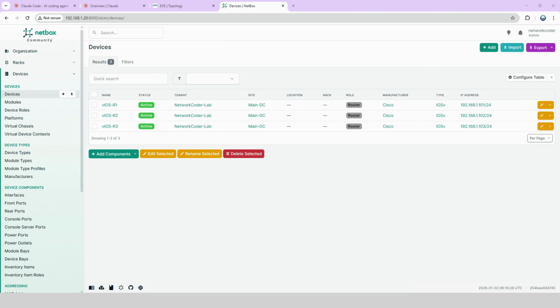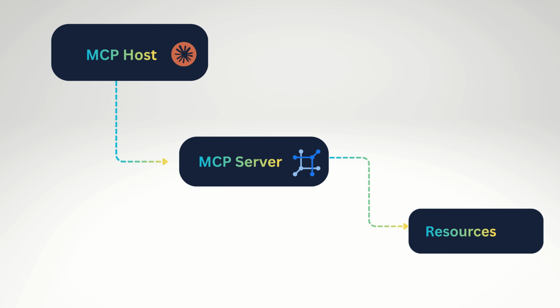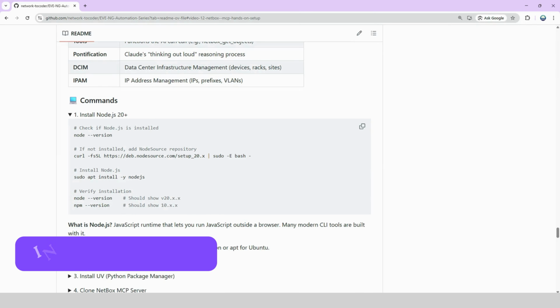Now if you watched my previous video on MCP fundamentals, you know there are 3 parts. First is the host, where we interact with AI. That's Claude Code here. Then comes the server, which is a bridge. We have the NetBox MCP server for that. Third component is the resource. That's the NetBox service itself on port 8000. That's our data source. And both host and the server run on a single Ubuntu machine. They communicate through STDIO, basically a local connection. No network complexity. Alright, let's go ahead and install our prerequisites.